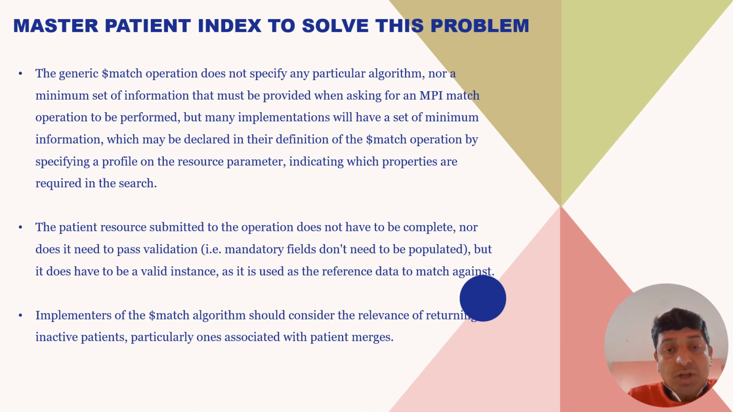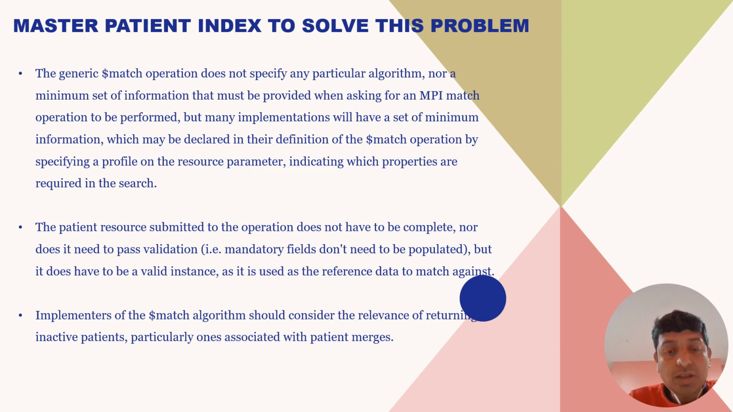The generic match operation does not specify any particular algorithm nor a minimum set of information that must be provided when asking for an MPI match operation to be performed. But many implementations will have a set of minimum information, which may be declared in their definition of the match operation by specifying a profile on the resource parameter, including which properties are required in the search. The patient resource submitted to the operation does not have to be complete, nor does it need to pass validation. But it does need to be a valid instance. It is used as reference data to match against.